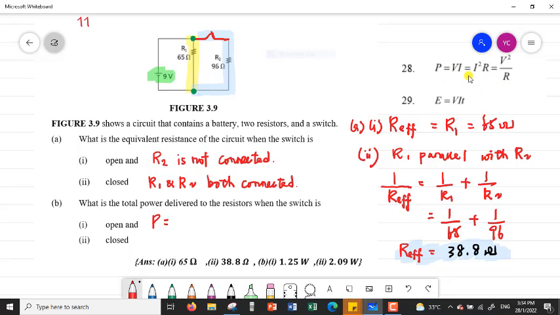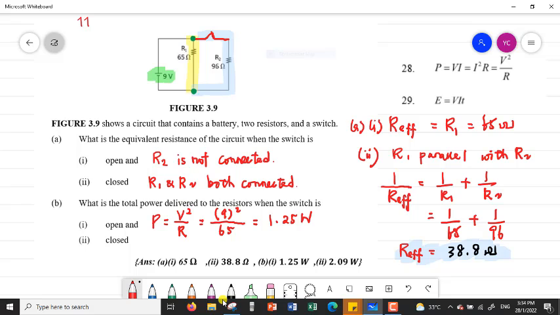So which one we are going to use depends on the information given. So since we know about the voltage and also the resistance, the value of resistance when the switch is open, we are going to use the third equation, V squared over R. So we have V squared over R. So the voltage is 9. The total resistance when the switch is open is 65. So you may pause the video to do the calculation. So if you do the calculation correctly, it should be 1.25 watts.